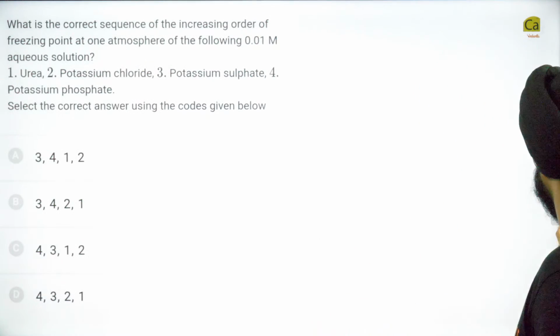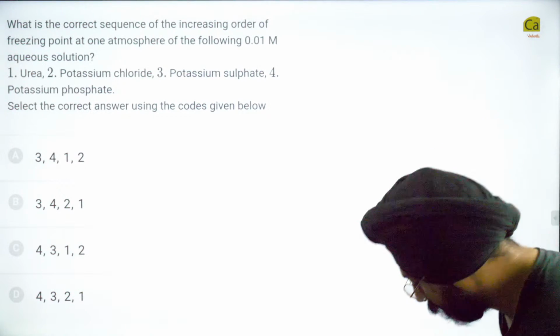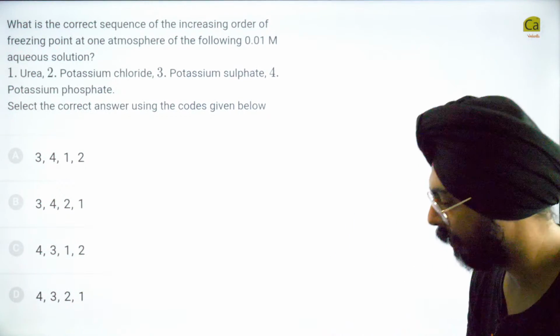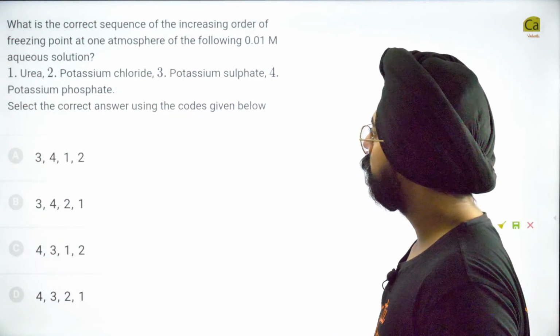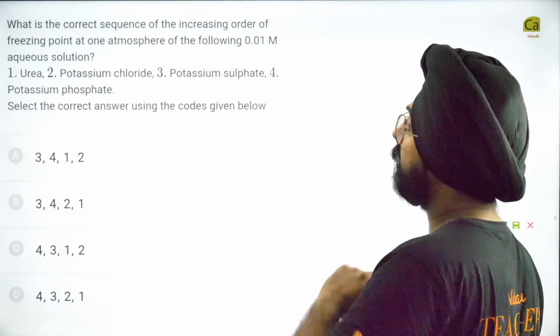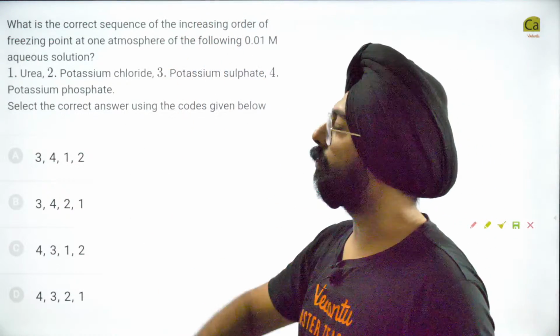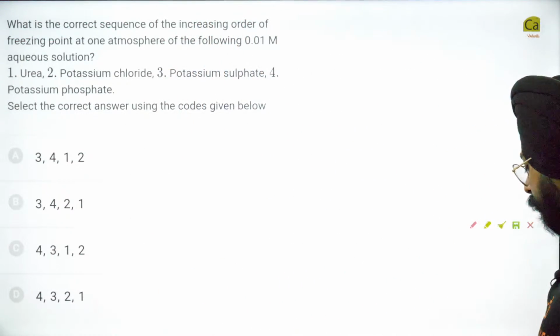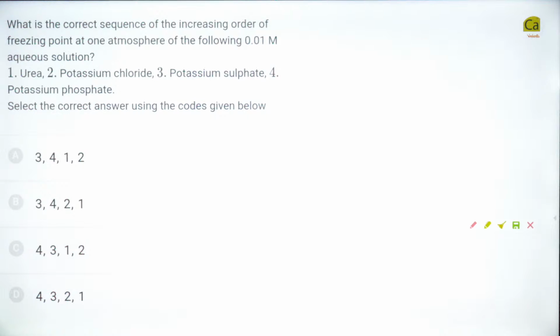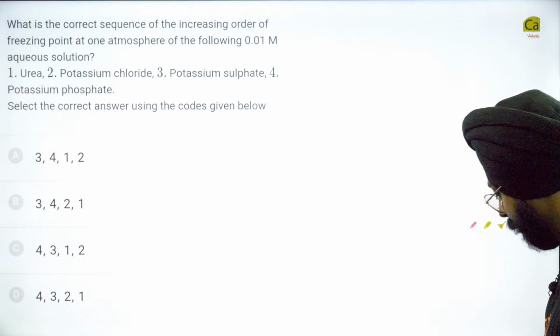Moving on to the next one, again a very simple question. What is the correct sequence of increasing order of freezing point at 1 atmosphere of the following aqueous solutions? You have to think about the depression in freezing point.